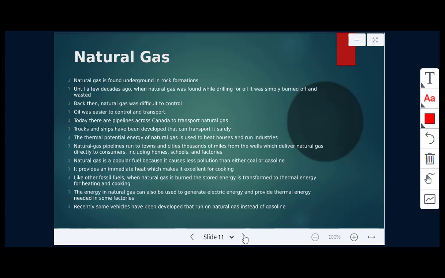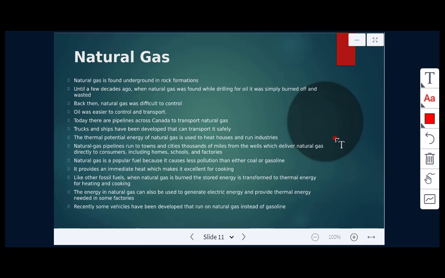All right, and then natural gas, which is found underground in rock formations. Like the video showed, a few decades ago, when people found natural gas, it was just burned off and wasted because natural gas was difficult to control. Oil was easier to control and transport. But today there are pipelines across Canada that transport natural gas. Trucks and ships have also been developed that can transport natural gas safely.